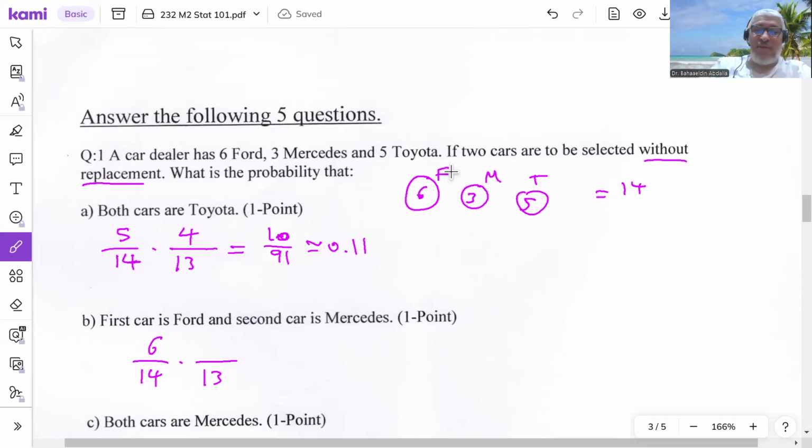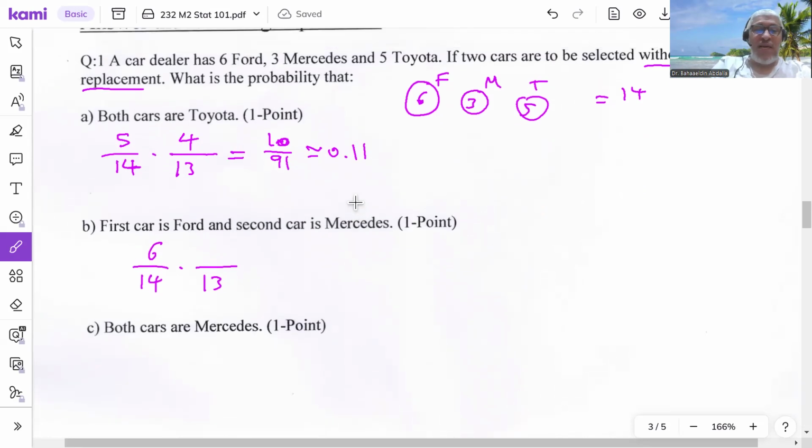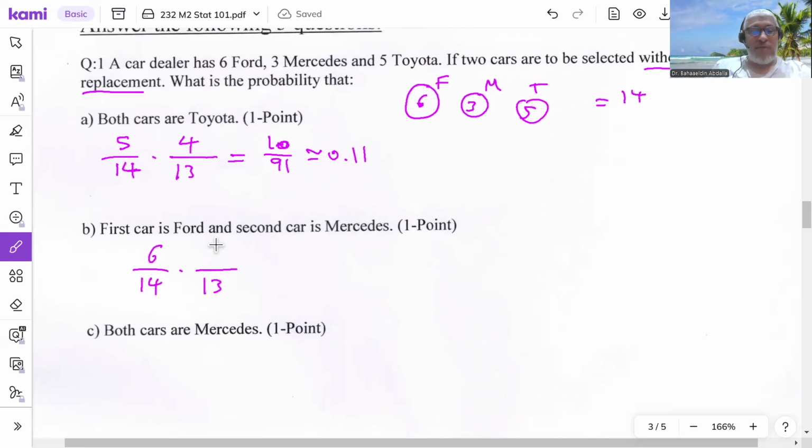If it is with replacements, then always the number would be 14 here, and it would be 5 over 14 here. So Mercedes, we need the second one to be Mercedes. The number of Mercedes cars is 3 because we did not select Mercedes in the first, we selected Ford. So it remains 3.